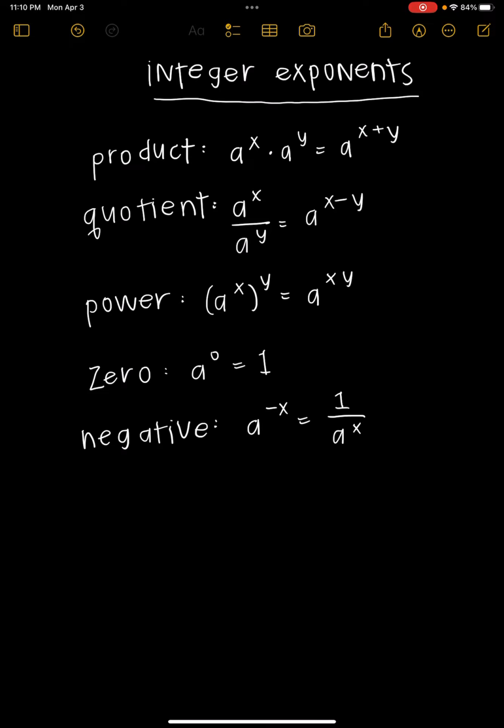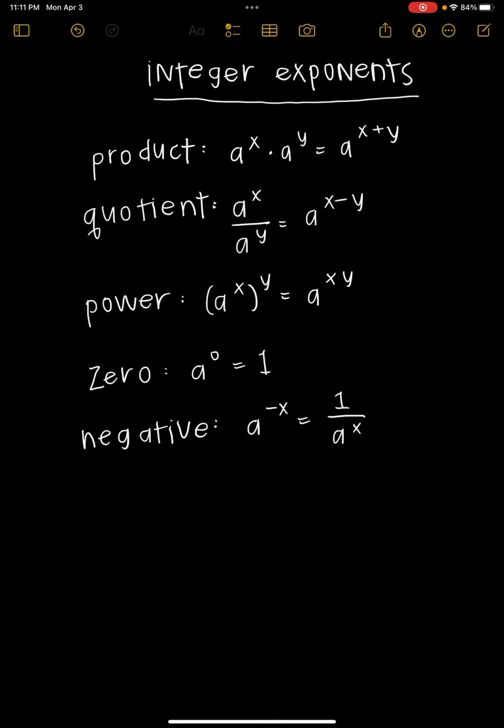Quotient rule, it's similar but opposite. If I do a to the power of x divided by a to the power of y, it's the same thing as subtracting those exponents, a to the power of x minus y. Then we have the power rule. If you have something inside a set of parentheses that's to the power of something, you're going to multiply that exponent. So a to the power of x to the power of y is equal to a to the power of x times y.